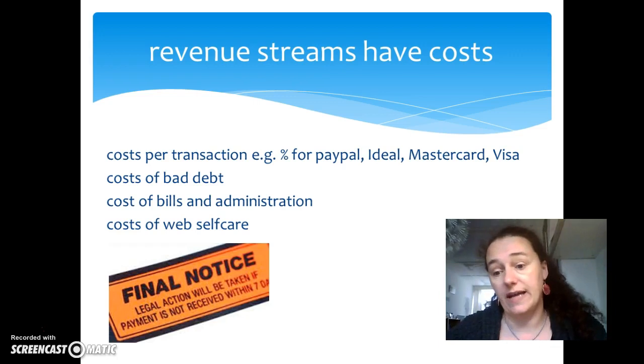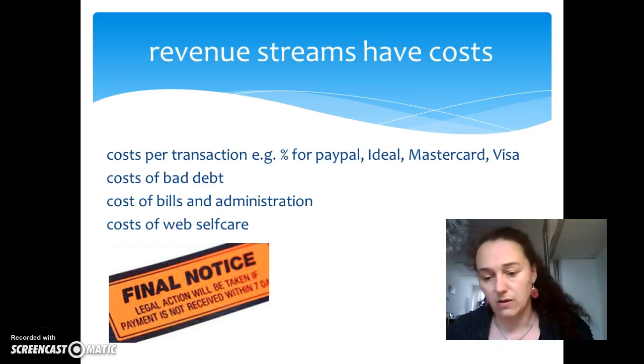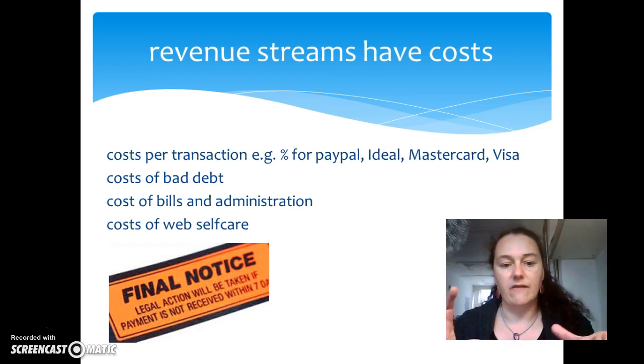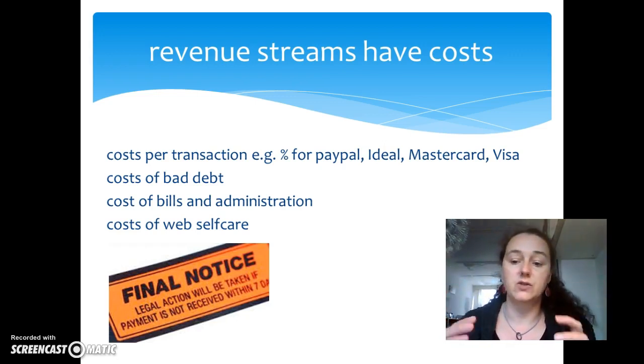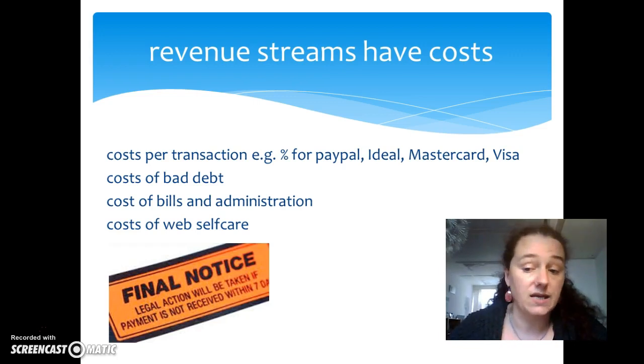You should also not forget that if you have different revenue streams, there are costs attached to generating that revenue. Of course, the costs belong in the cost field of the business model canvas, but the attached costs can have an influence on how you choose to try and generate those revenue streams. So there's cost per transaction, so if you pay via PayPal, iDEAL, MasterCard, etc., you pay a percentage or a fee, or a fixed cost per transaction.